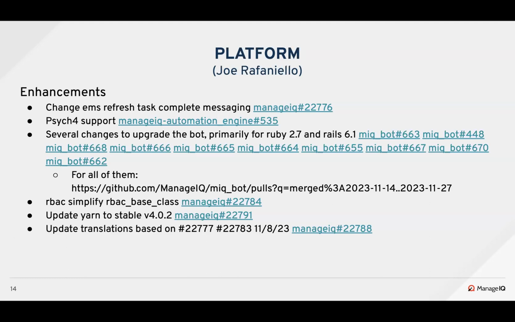Keenan simplified the RBAC filter search method. Jason updated Yarn to the stable 4.0.2 version. And I updated the non-English message catalogs with newer translations. Next slide, please.